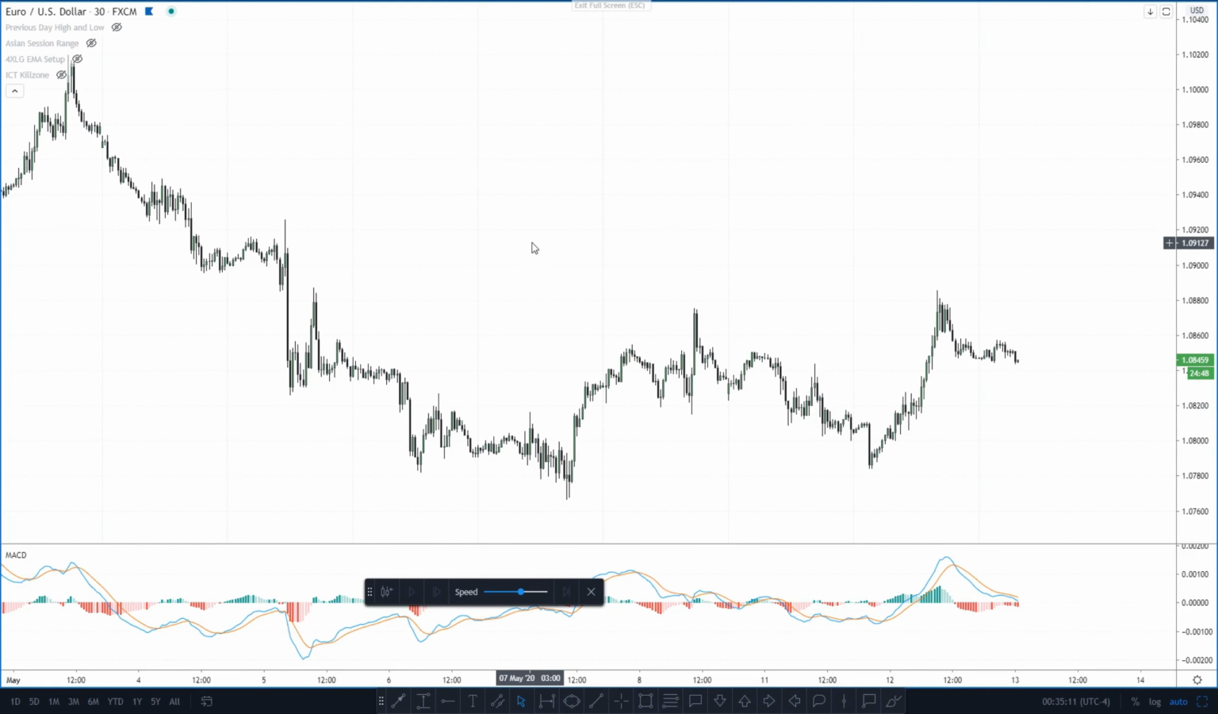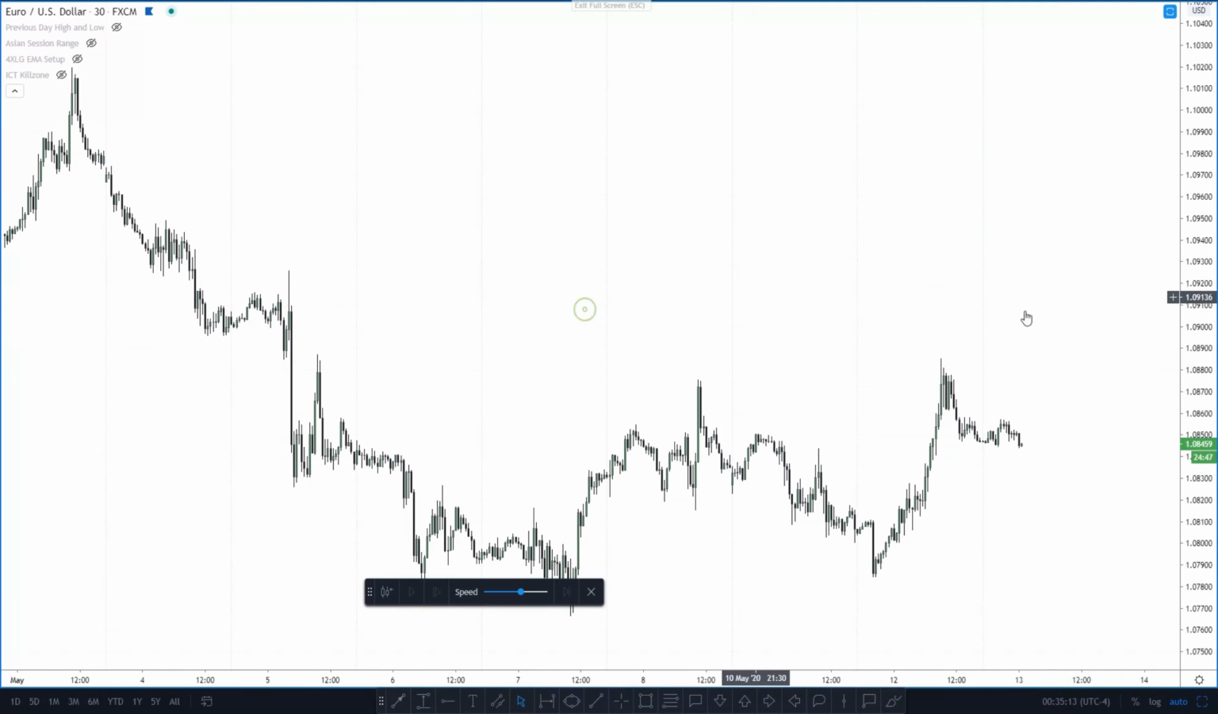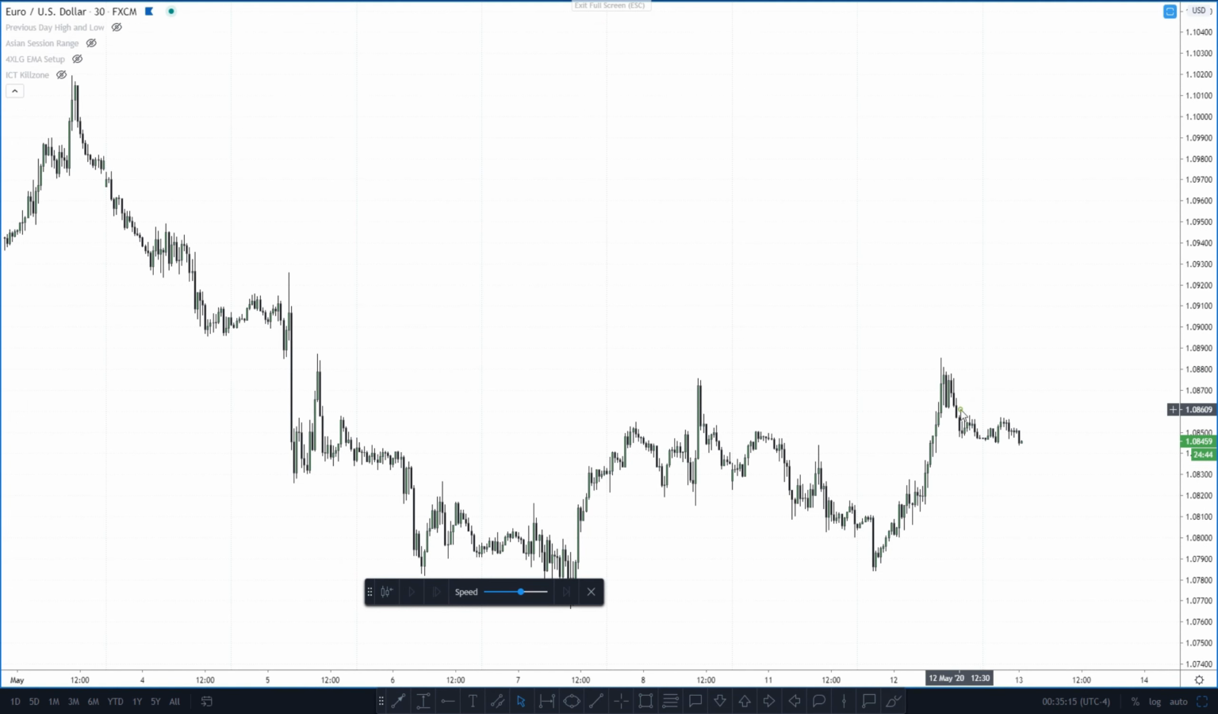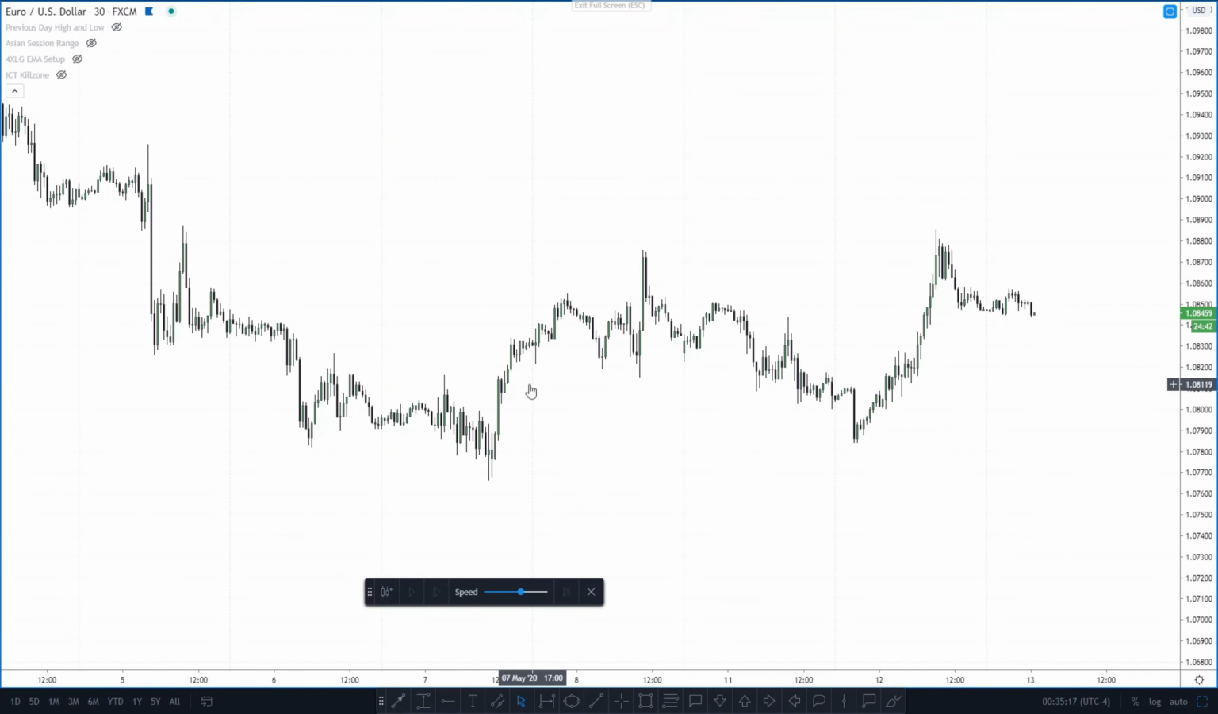What's going on, everyone? I'm going to give you guys a breakdown of the live trade that you're about to see. It was actually on this day in here. This was the Monday session, and I'm going to cut this all out and pretty much show you guys the trade.